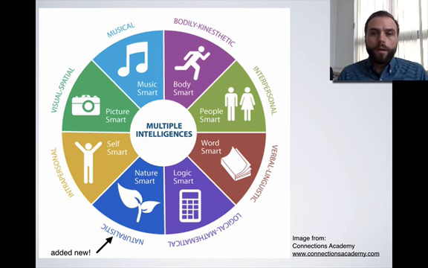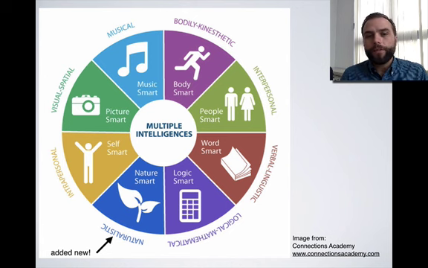The next one is interpersonal. These people like to interact with other people. They like to work together. These people are people smart. They like to work in groups. They like group activities and so on. The next one is verbal linguistic. These people are word smart. They like to focus on language. They like to use dictionaries, do word activities, poetry and things like that, kind of linguistic types of activities.